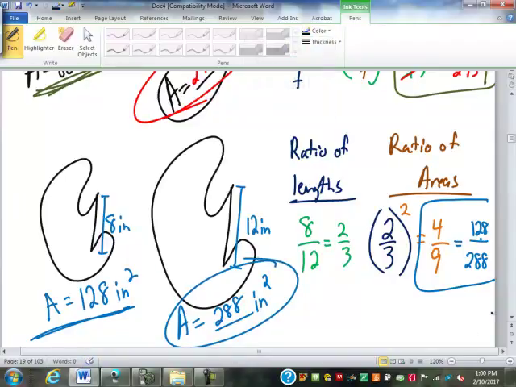I just forgot to turn that into a ratio. Oh, this? To reduce it? You could square the 8 and get 64, and square the 12 and get 144. It'll still work out. Even if you don't reduce it, it'll still work. They're just bigger numbers to work with, is all.